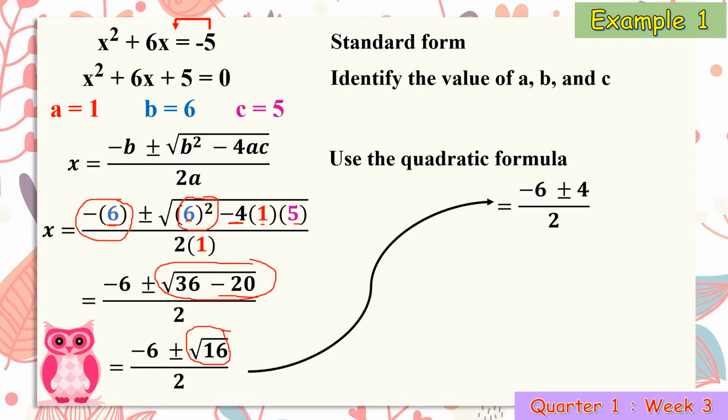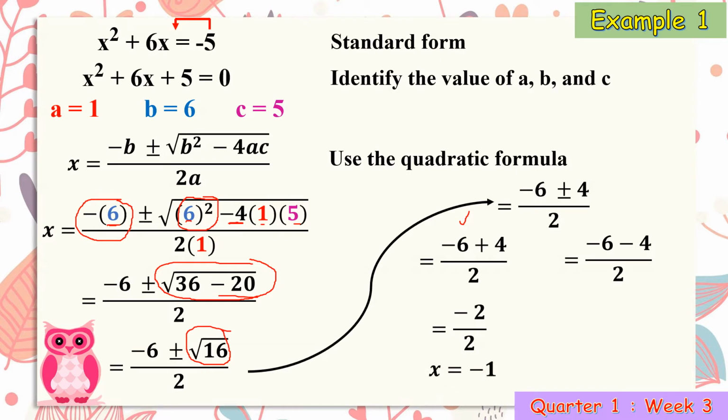And then we separate the two expressions as first negative 6 plus 4 divided by 2, and the other one is negative 6 minus 4 divided by 2. So let us now simplify each expression. From the first one, negative 6 plus 4, we have to apply here the rule of integers. We are adding integers with different signs. So you got here negative 2 all over 2. So when we simplify negative 2 by 2, we got here our value of x, which is equal to negative 1. So that will be our first root of the given quadratic equation.